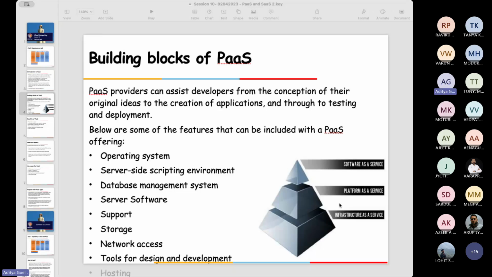We know for a fact that cloud is a pay-as-you-go model. Whatever you have used, you pay for that. You don't have to buy the hardware. You don't have to buy the license for any software. Nothing of that sort. And that leads us to easy and cost-effective scalability.